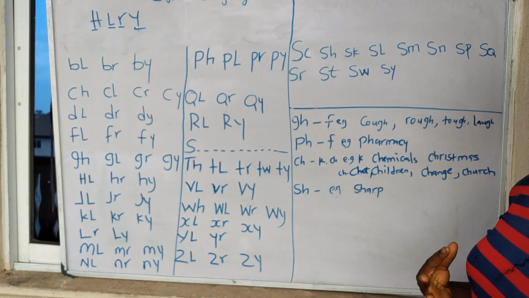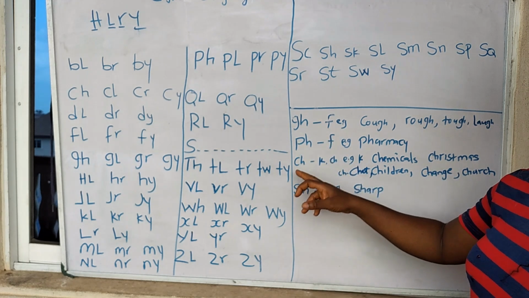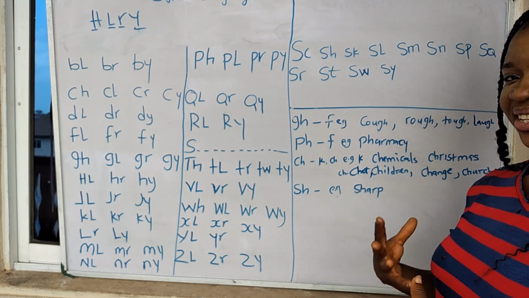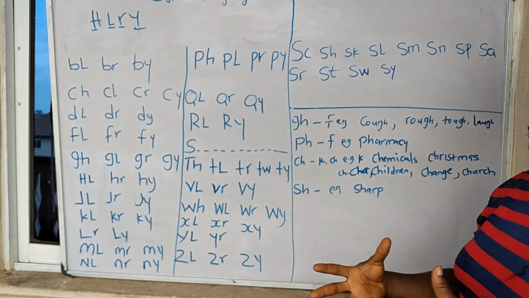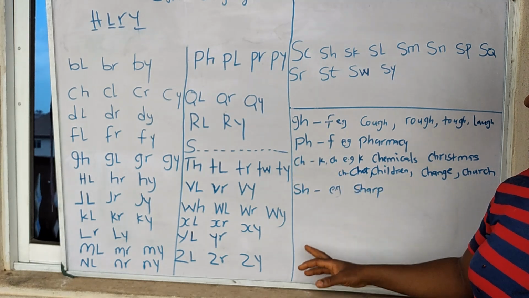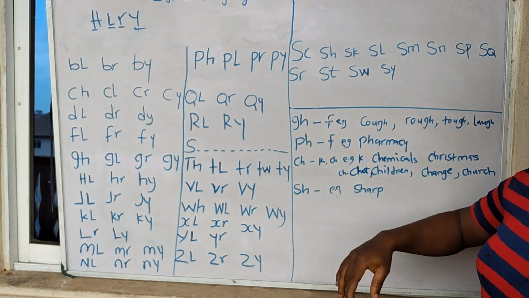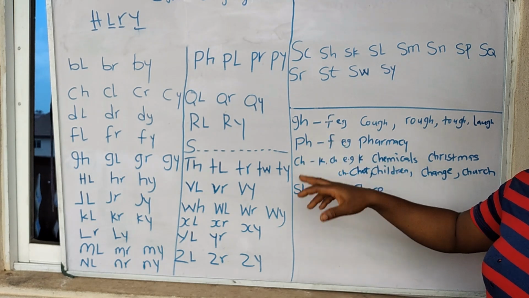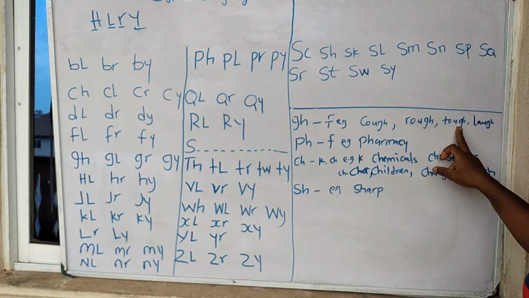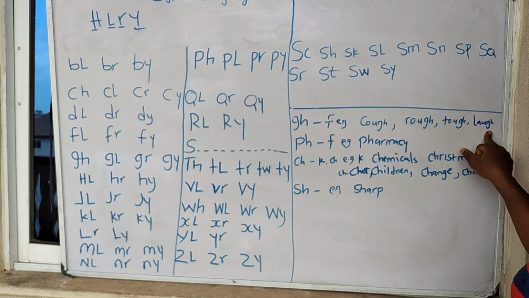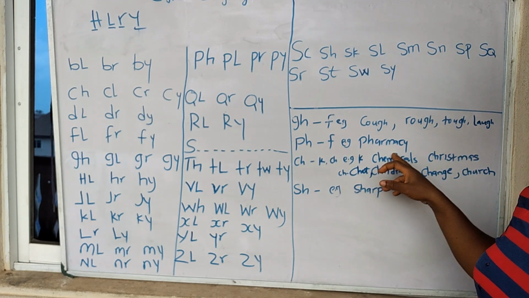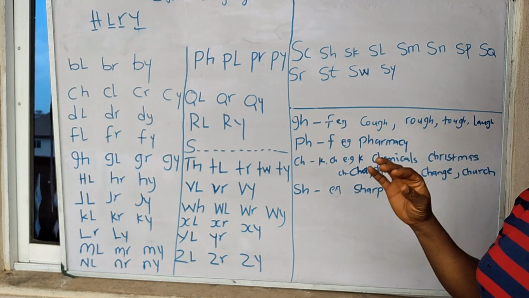Okay, now let me bring this to your notice. If you watched when I was pronouncing certain words, the sound kind of changed compared to how we pronounced it the first time, when it was GA, GE, GI, GO, GU, when it was PA, and the rest. So here, this GH sounds like F. You can see for yourself: cough, rough, tough, laugh. You got that? And the PH as well sounds like the F. We have pharmacy, physical, and like I mentioned.